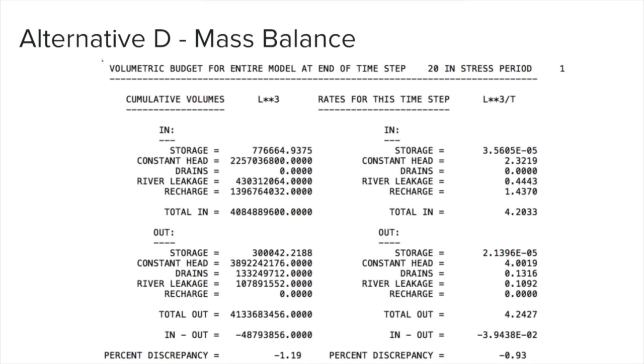Here's the mass balance for alternative D. We can see that the river outflow has been reduced to 0.1092, and our percent discrepancy is negative 0.93. This is below 1%, which we are considering acceptable.